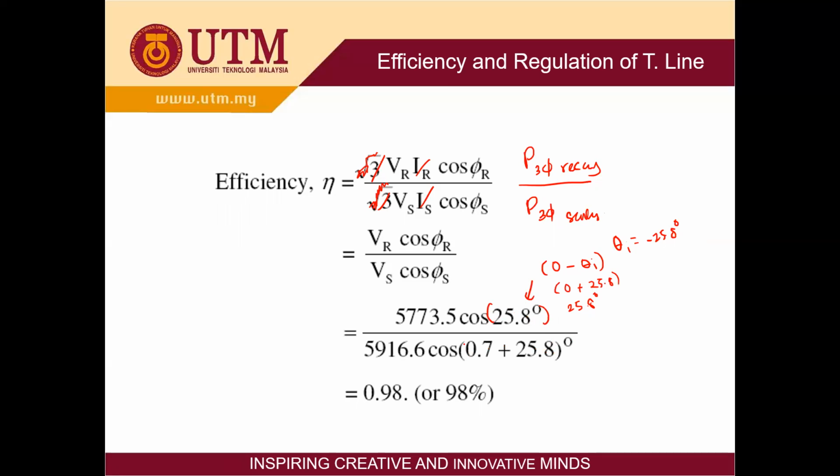Okay, and this is actually the angle, the cos of the theta V source minus theta I source, where your theta V source is 0.7 and your theta IS, which is equal to theta IR, which is negative 25.8. Okay, and then the efficiency that you will obtain is around 98%. You see, almost very low power losses.